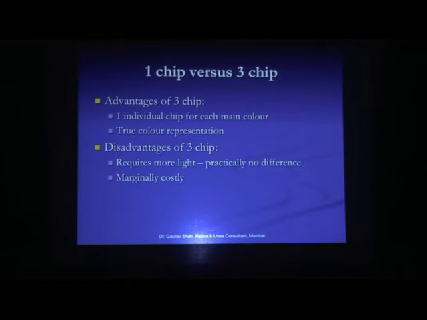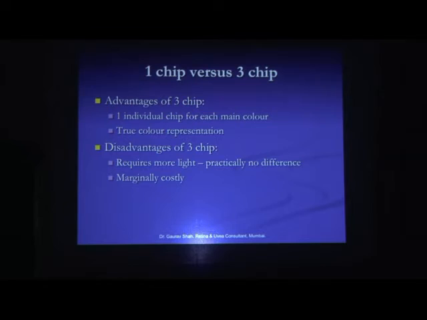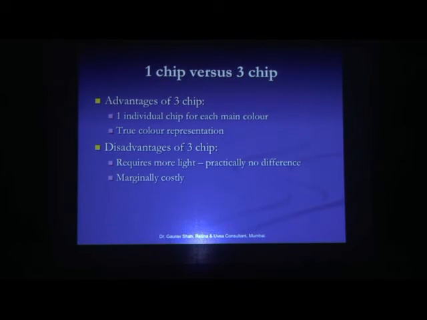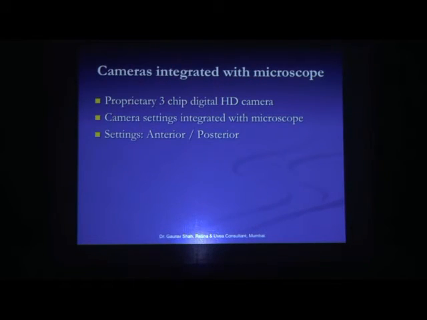Again, in digital cameras, we used to have the 1 chip versus 3 chip. Again, now most of the people use a 3 chip camera. It requires slightly more light and is marginally costlier than the 1 chip camera. But I think it's a minor difference, and hence 3 chip digital cameras have become the norm.